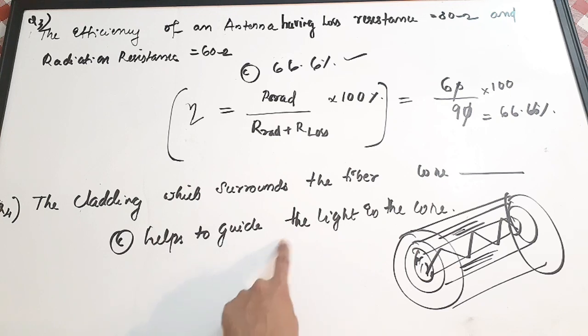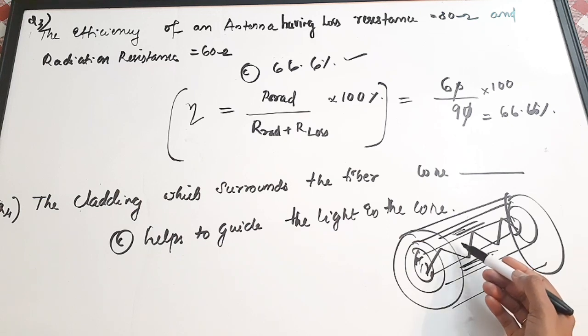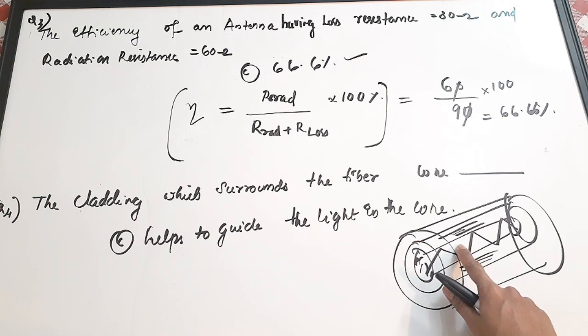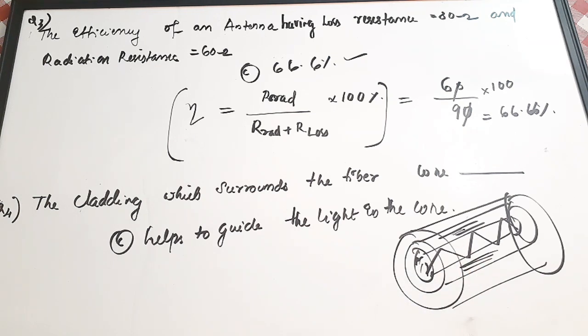C, helps to guide the light in the core region. Please note these points. Also, whenever you are selecting a material for core and cladding, the material of the core region always has a refractive index more than that of the cladding region. This prevents the spreading of light out of the core region. So Option C is the correct answer.